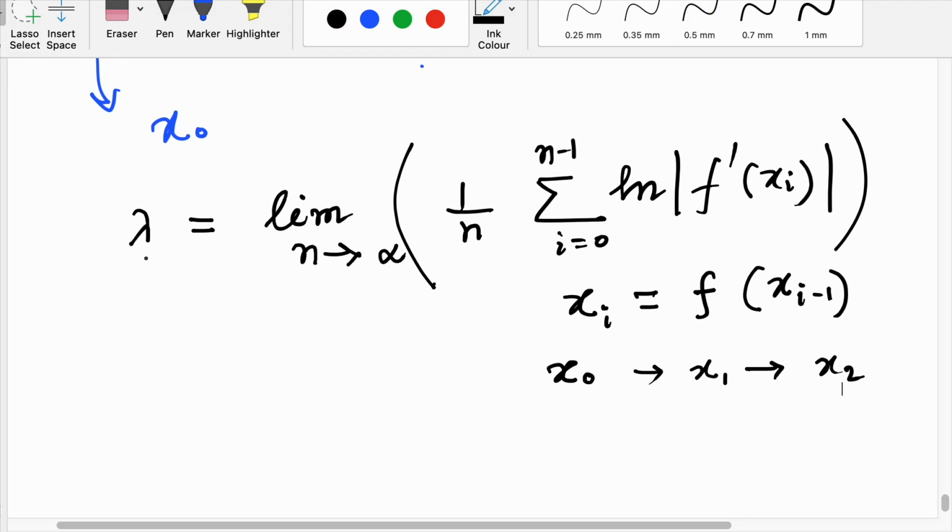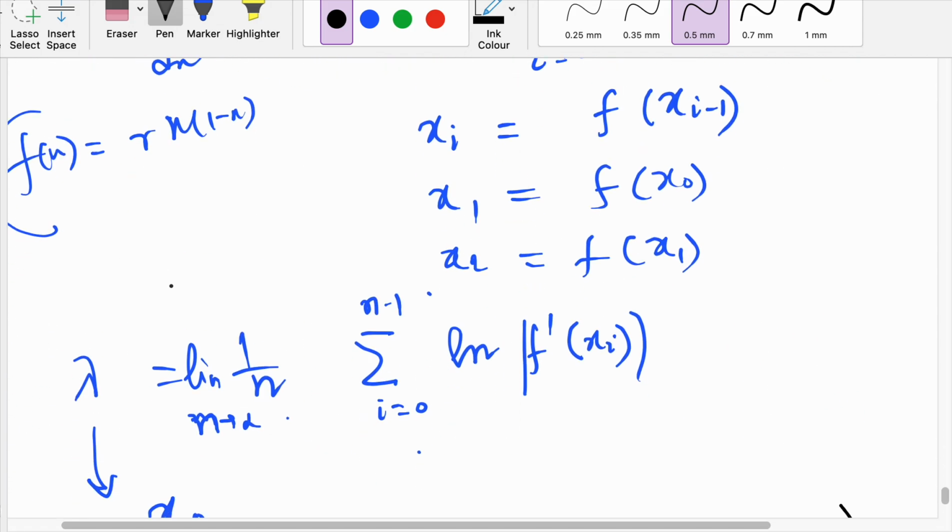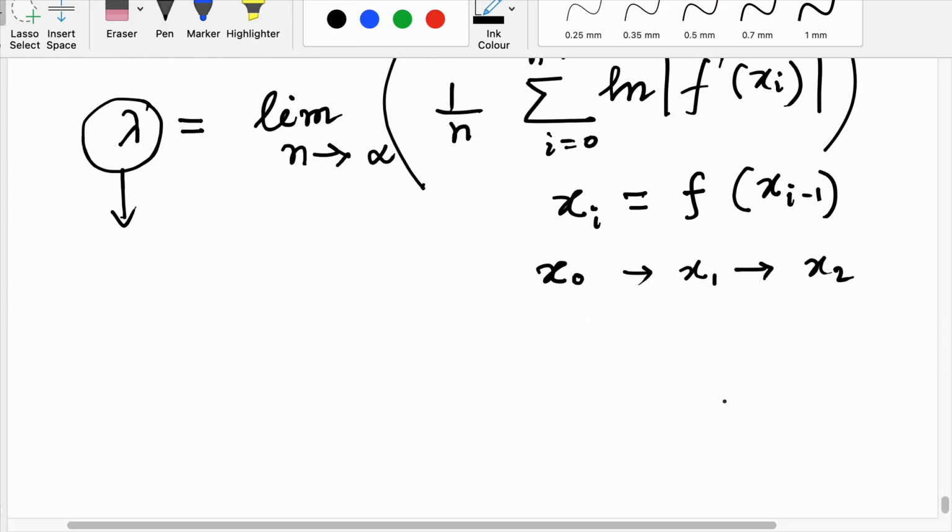Now what happens? First of all, by looking at it, you can see that this lambda seems to be dependent on the initial condition, from which we have started. Here we have started from x0. Now if I start from any other initial condition other than x0, will it be different? No, it will not be different. If we know that all the initial conditions are going to the same fixed point, then that is called the basin of attraction.